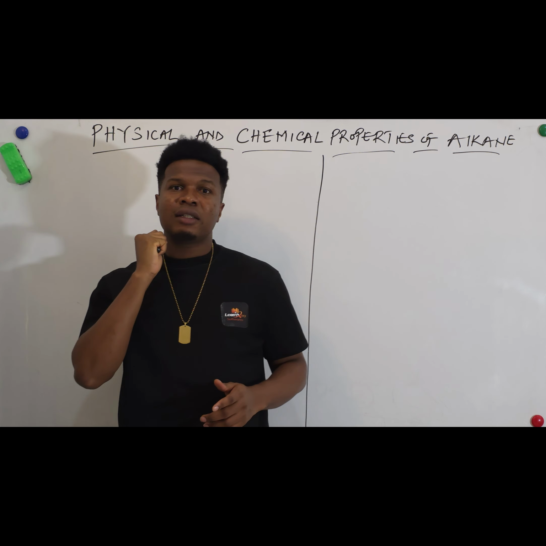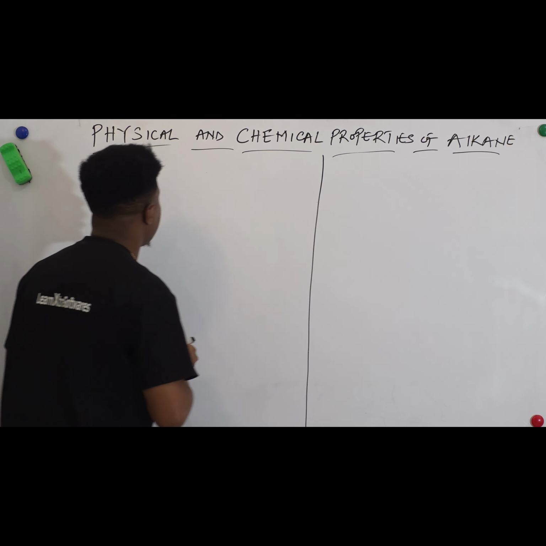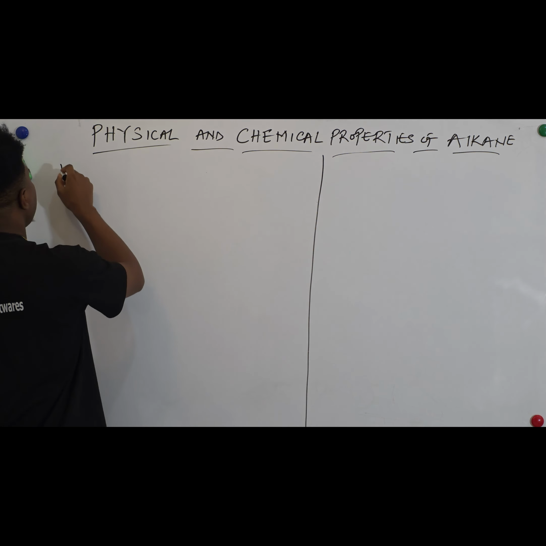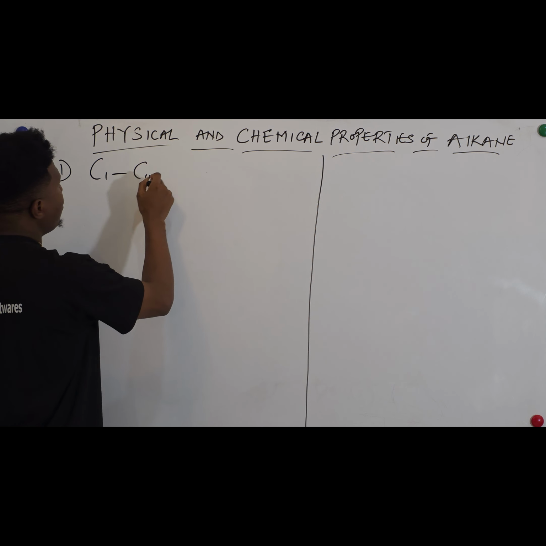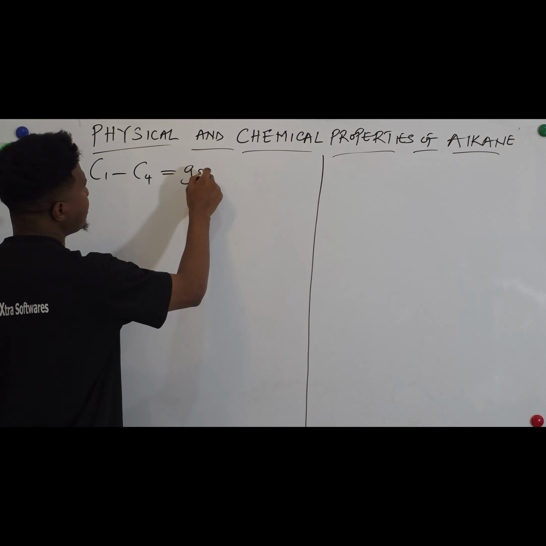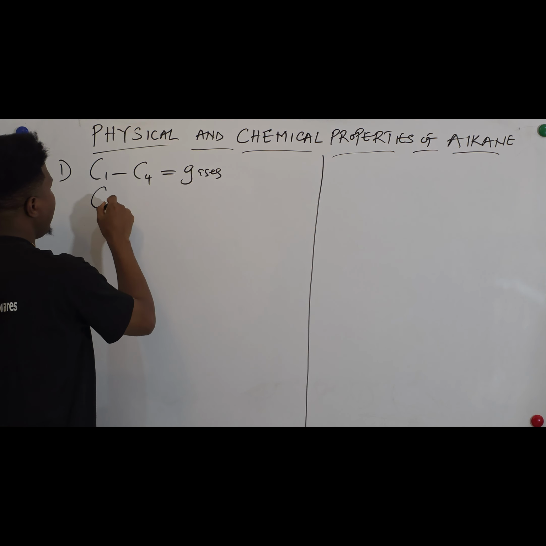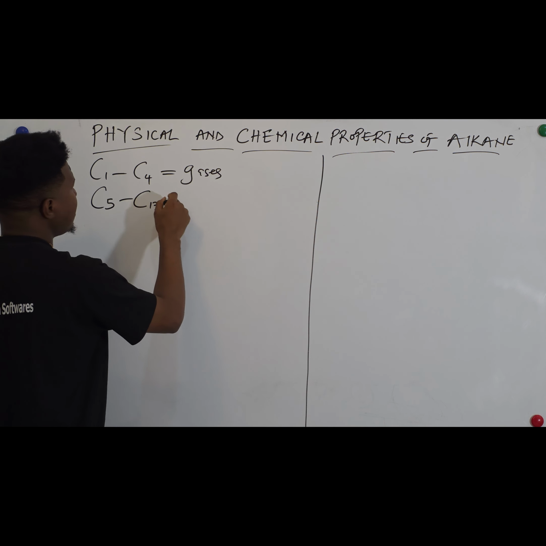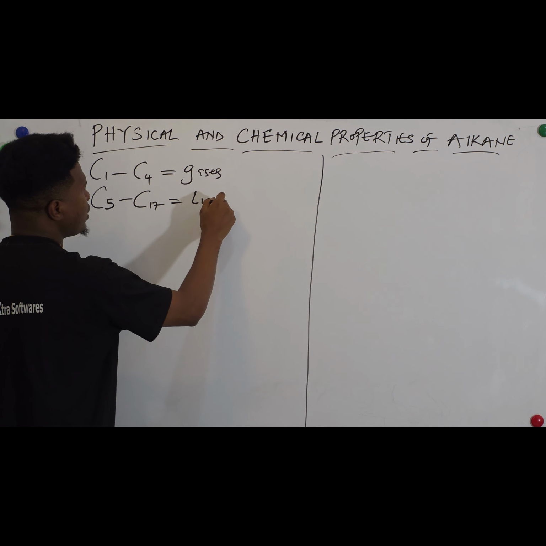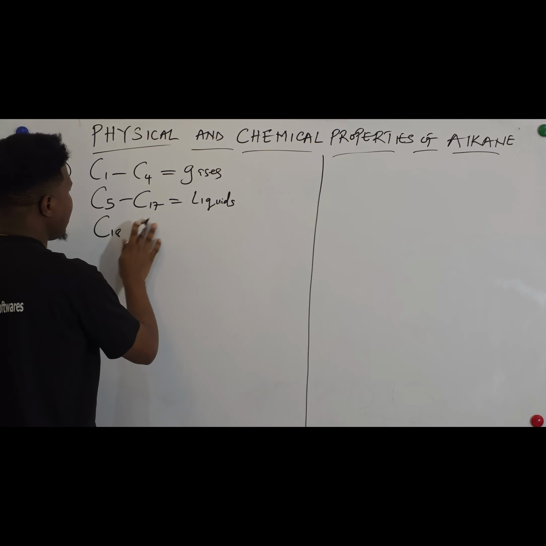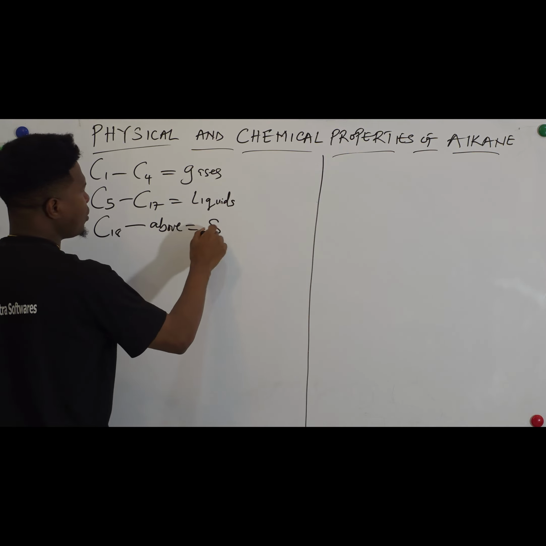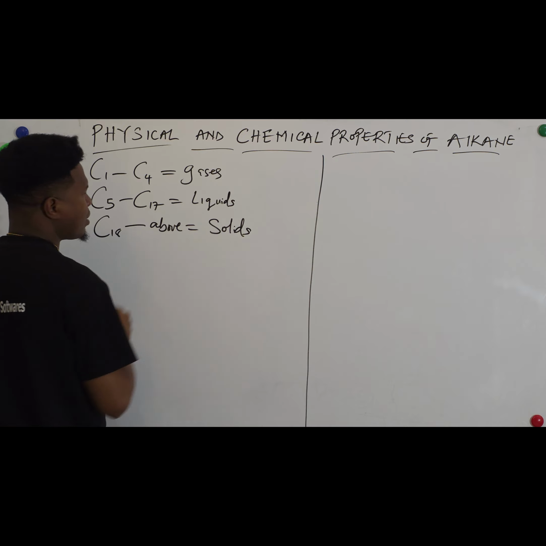Let's list it out for you. The first physical property is that from C1 to C4 are gases, right? Then from C5 to C17 are liquids, right? Then from C18 and above are solids, waxy solids.